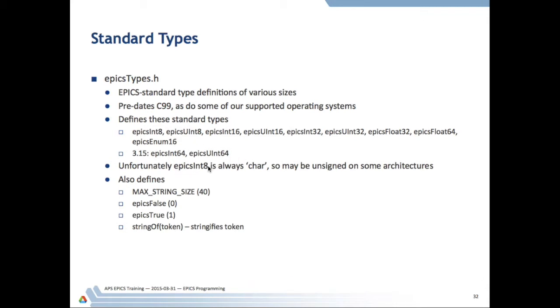Unfortunately, one thing to note, epicsInt8 is always defined as a char. So on some architectures, it's going to be unsigned. You might think this is a signed integer. It isn't always. Unfortunately, whoever created that didn't think too carefully about what a char means. It should have been signed char, but it's not. And then epicsTypes also defines things like MAX_STRING_SIZE, so the 40-character string limit. You can use that from there. There's a couple of Boolean values. There's an epicsBoolean in here as well that I didn't talk about, and a macro called stringOf, which basically stringifies a token if you need to print things, names taken from code.